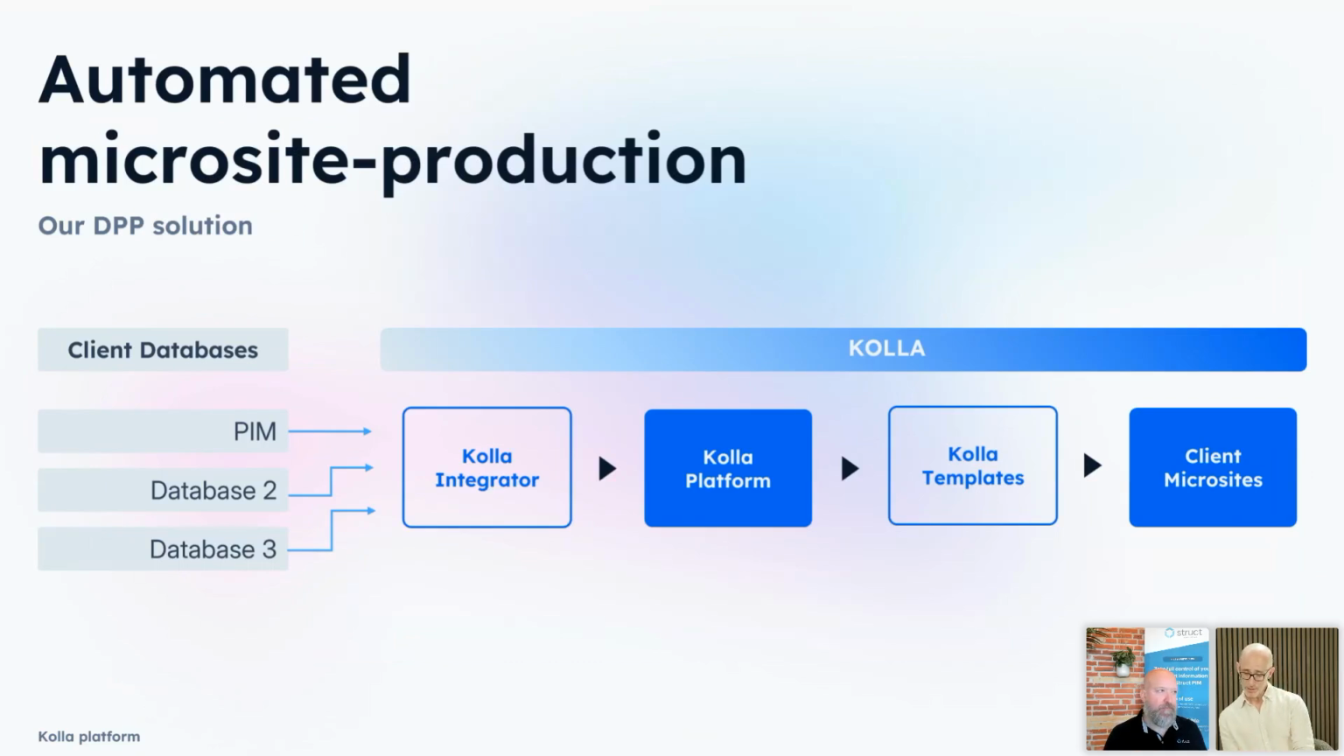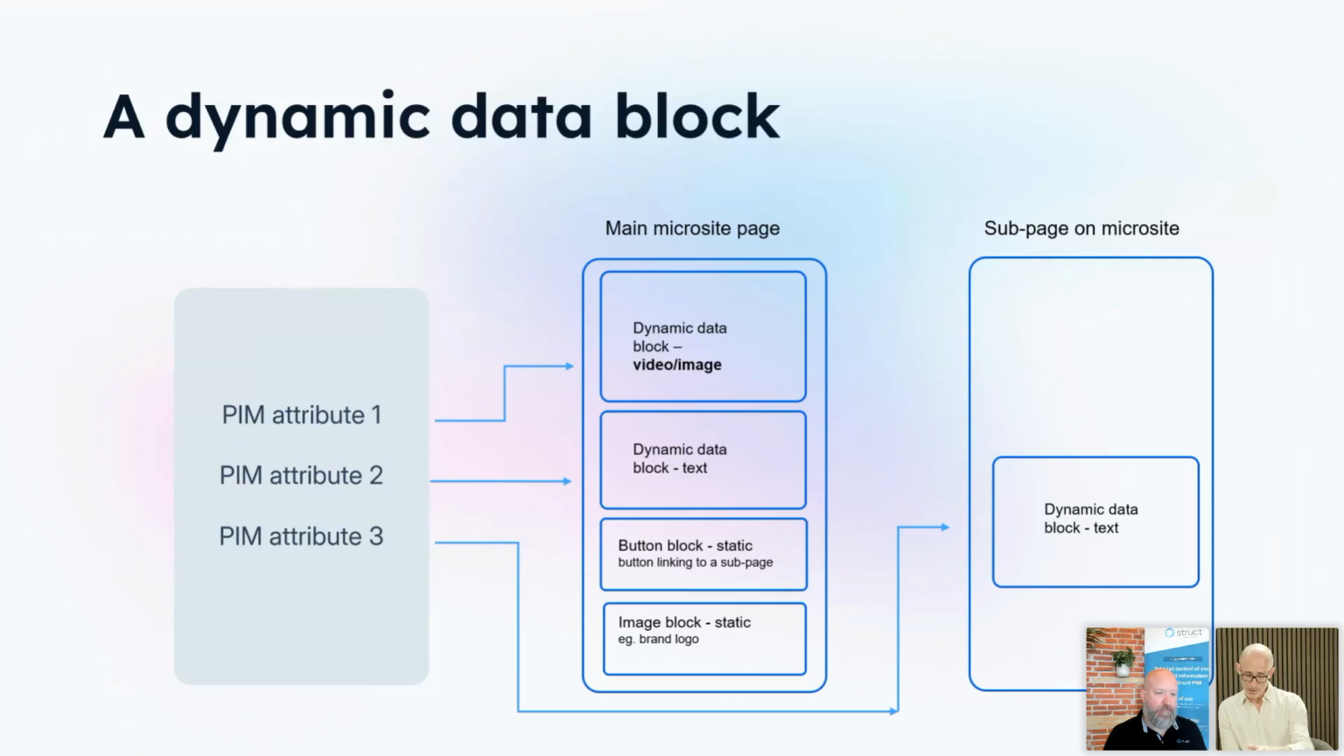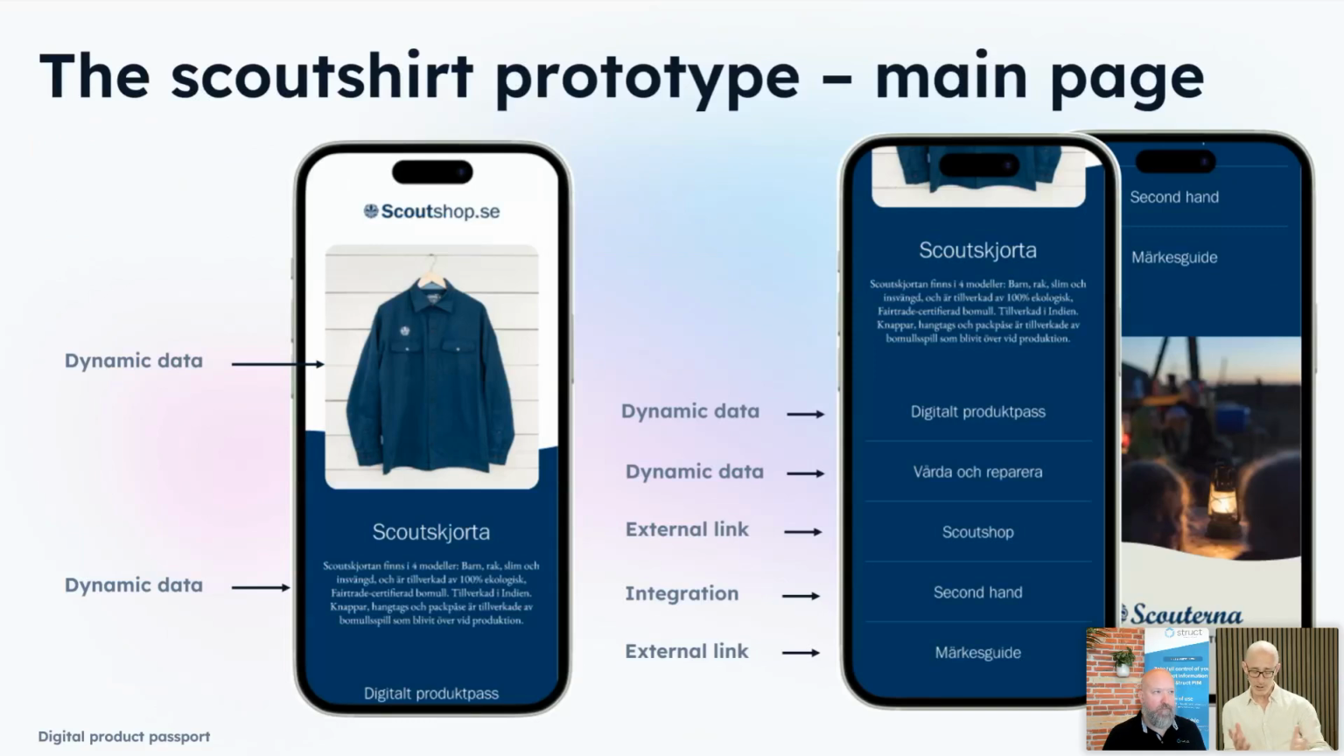So if we hop even to the next slide, you can see this example that you might have a main microsite page and a sub page on that, where some of the information will be dynamic. Then it'll be taken directly from the PIM system, and as that changes, as we saw with the Scout shirt, it will change in the microsite. But there could be other information that's static, or there could be just a button that links to a home page. And this is exactly what you'll see here with the Scout shirt.